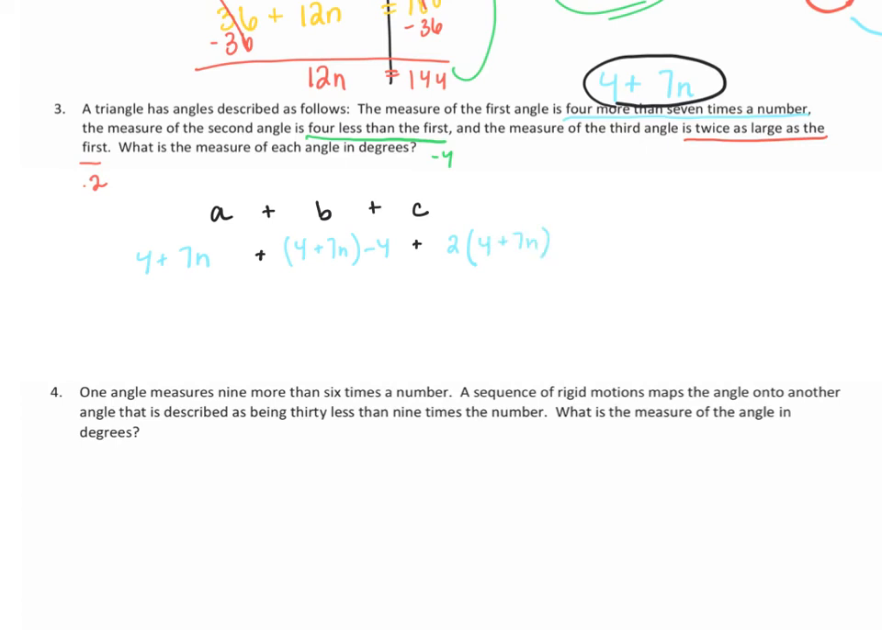And altogether, this is a triangle, so triangles add up to equal 180 degrees. Okay? I'm going to go through and try to break this down a little bit and solve it. I'm going to distribute first. 2 times 4 is 8. 2 times 7n is 14n.